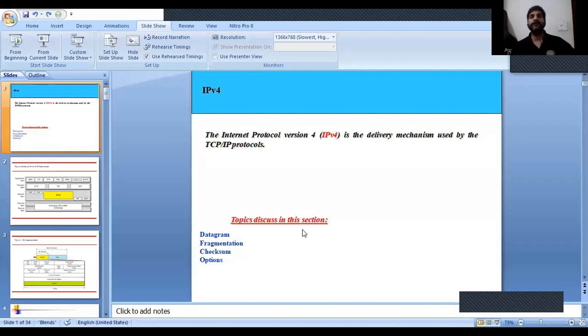So IPv6 is more secure with respect to IPv4. IPv6 has more addresses with respect to IPv4. The address of IPv6 is 128 bits and the address of IPv4 is equal to 32 bits. Thank you.